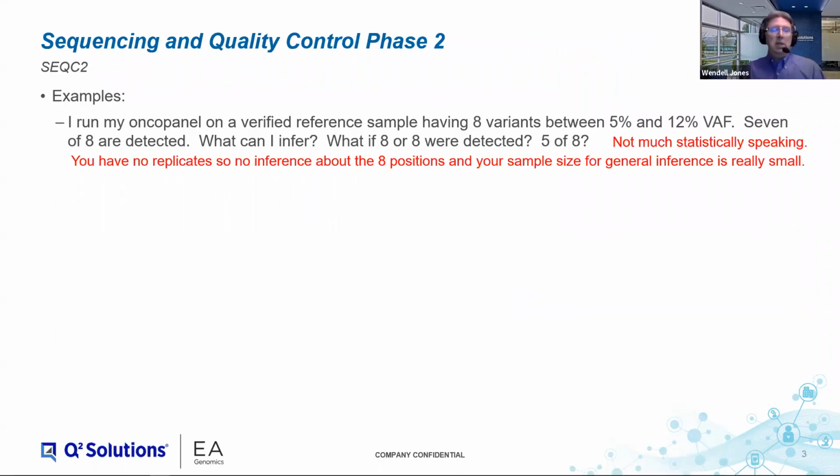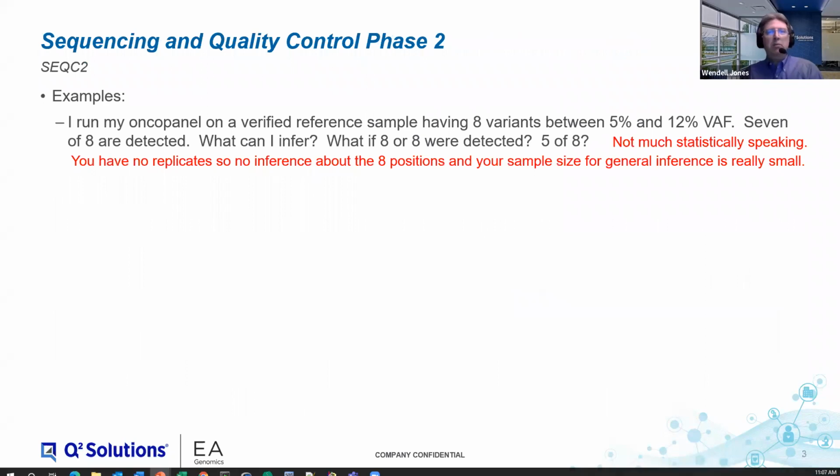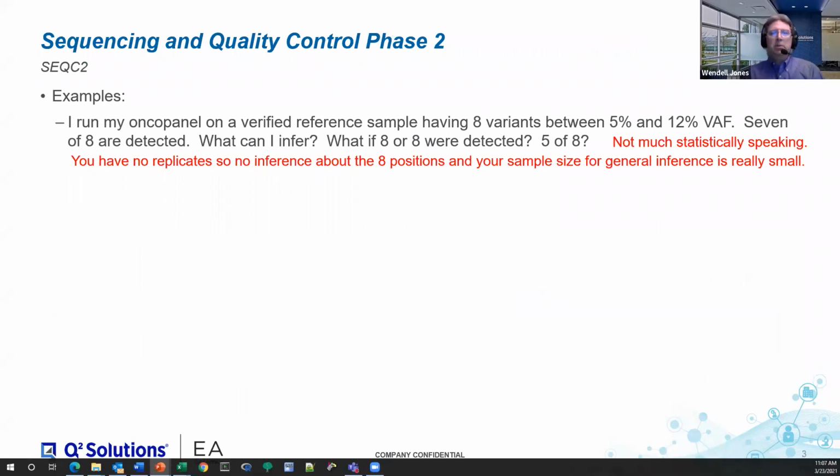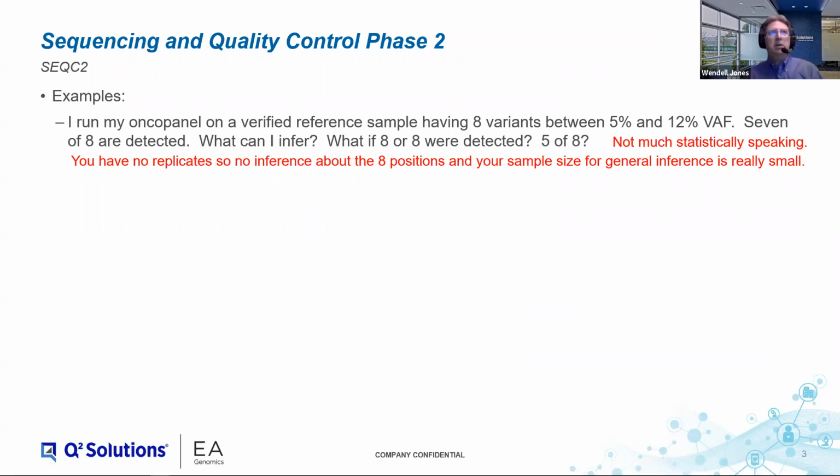So these are examples that I've encountered personally working at a laboratory. We often get questions from our assay development team, for example: let's say we have a new Oncopanel, it's only looking at relatively few regions, and we have a reference sample that may have 8 variants documented between 5% and 12%, very low frequency. So I run the sample and I detect, say, 7 of the 8.